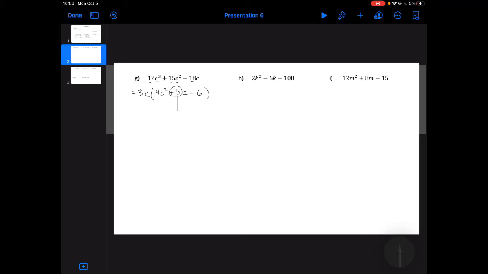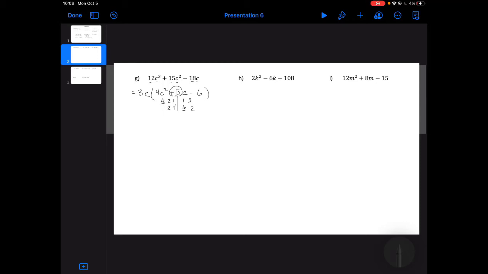So I'm going to draw my lollipop and my stick. On my left side, I've got 4 and 1, 2 and 2, 1 and 4. And on my right hand side, I've got my factors of 6. So now I'm going to multiply. I'm looking for two numbers that are going to add to give me positive 5.